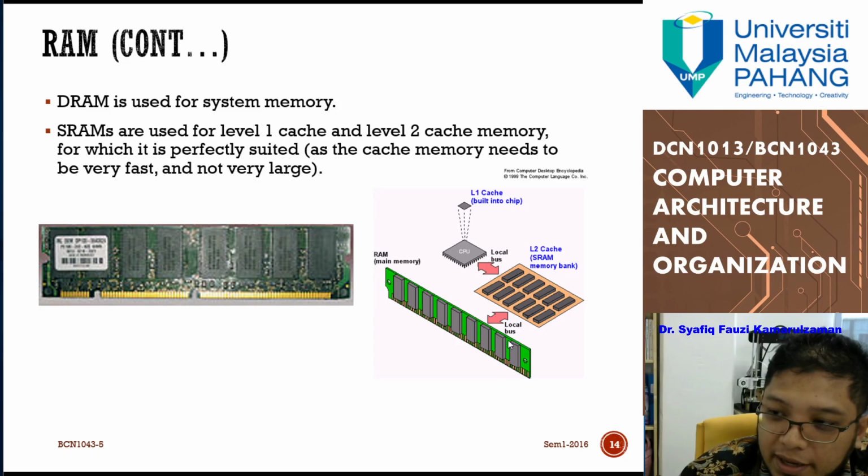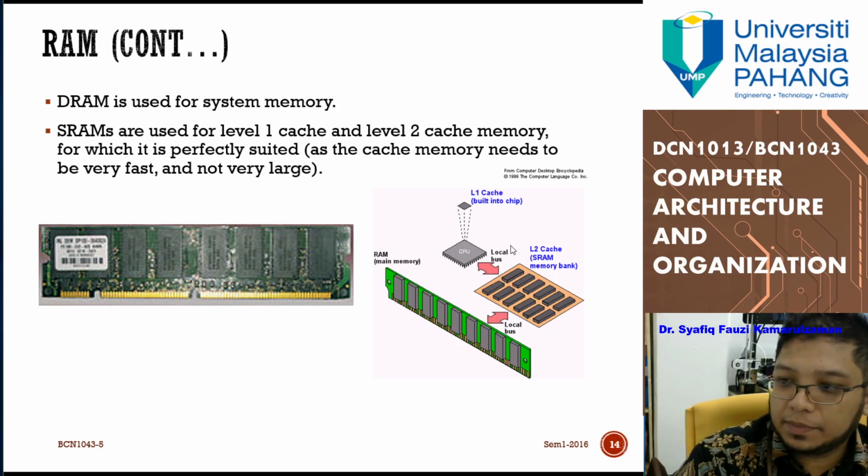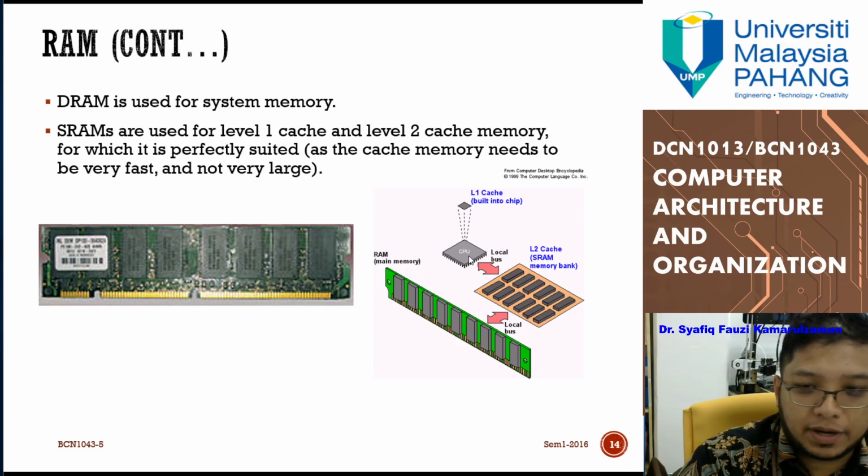The main memory here is connected to a cache. We have a level 2 cache and a level 1 cache. This is an example of an SRAM memory bank. This one is inside the CPU, but these days, inside the CPU we have the cache memory.